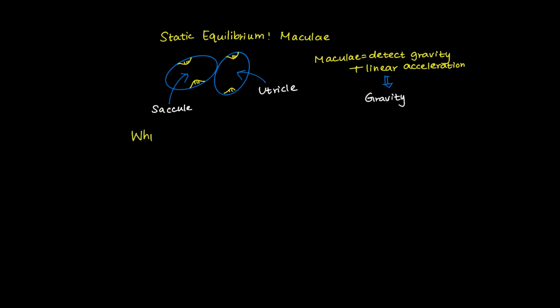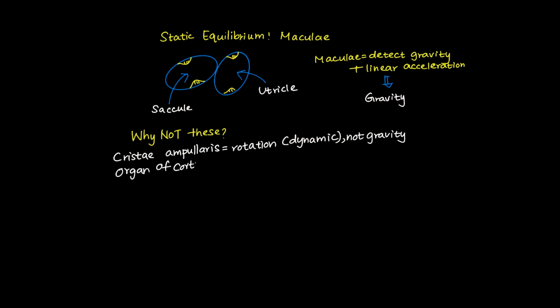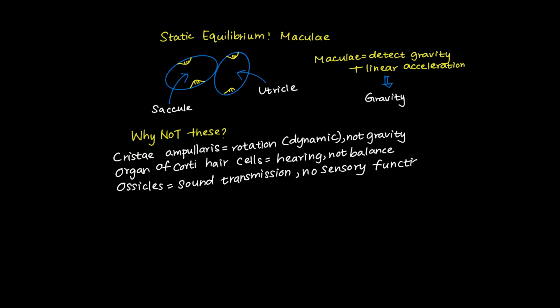And the cristae ampullaris are in the semicircular canals and detect rotational movement. That's dynamic equilibrium, not static position sensing. Hair cells in the organ of Corti are for hearing, not balance. The ossicles transmit sound through the middle ear. They have no sensory function for detecting body position.